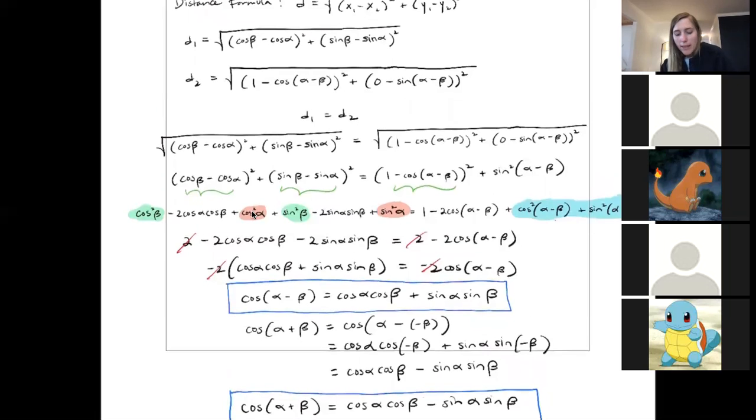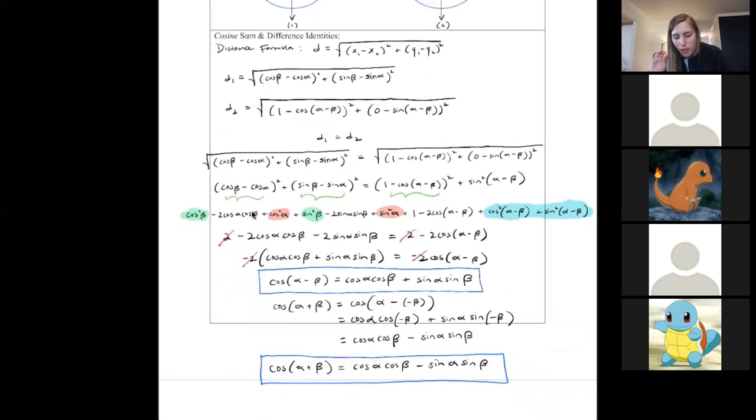But that's what I meant, is like, especially the difference identity for cosine, that's too complicated to try and derive on the spot. But this is also the honors class, and I think a lot of you guys, when we talk about different formulas and stuff, you're curious about where they came from.